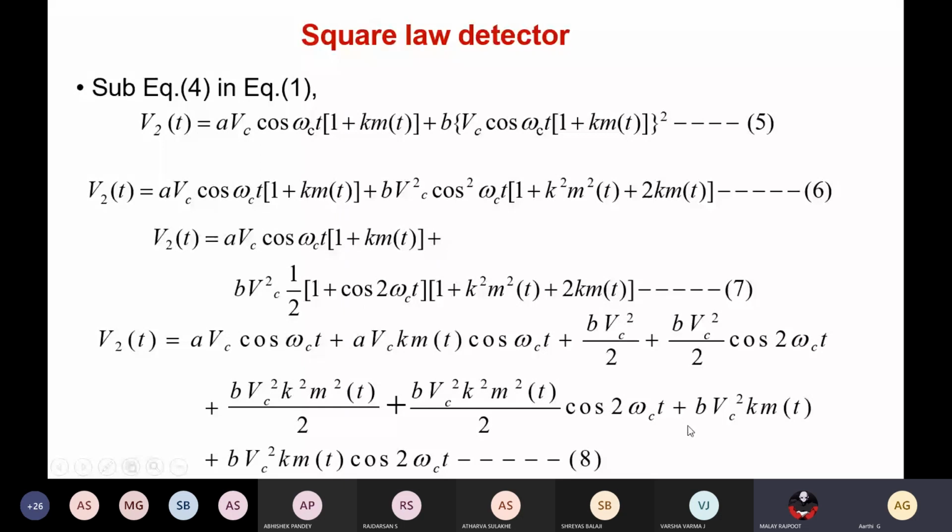So just cross check this one. We'll get six terms here, so totally eight terms: first two terms plus remaining six terms. Just expand and check that you're getting this eighth equation.